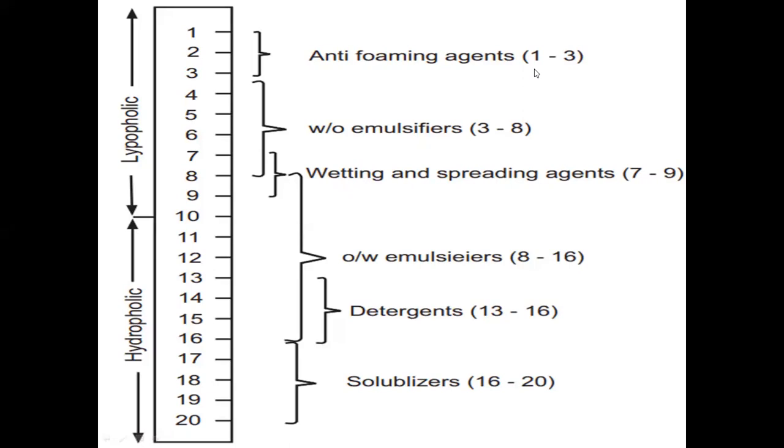These HLB values are important for objective questions, and there is also a short answer question on it: write a note on HLB value. So you have to draw this HLB scale and write about every agent and their value.